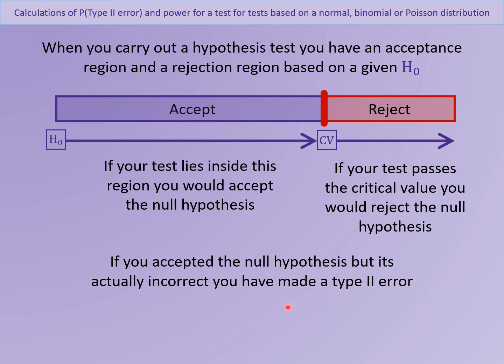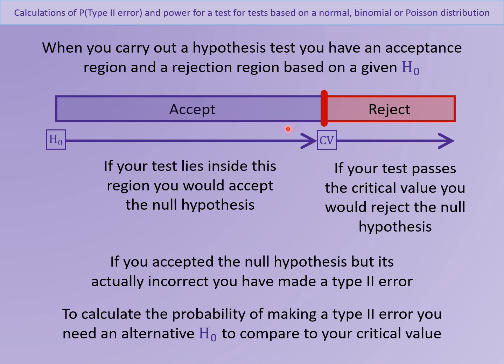If you accepted the null hypothesis, but it's actually incorrect, you've made a type 2 error. So we've talked about that already. I've accepted it, but in fact it was incorrect. That's more likely to happen near this value. So I might have gone there. I might have said, oh, okay, it's not past the critical value, so therefore I'm going to accept H0, but in fact it was actually incorrect.